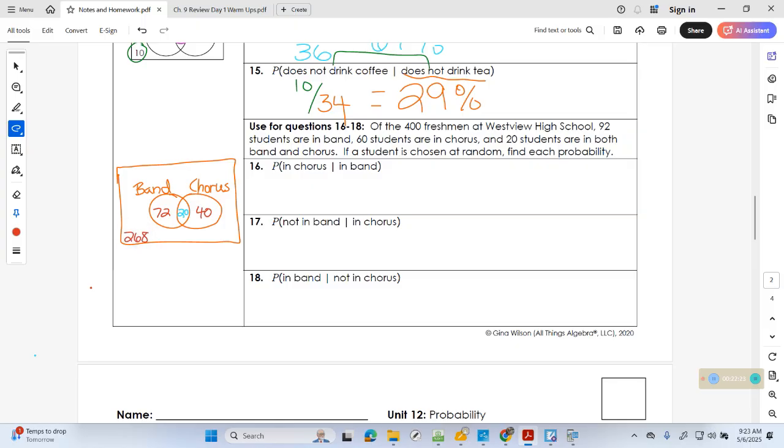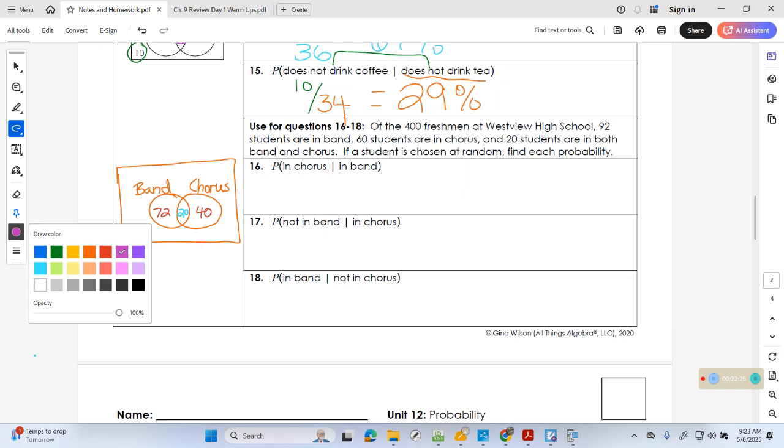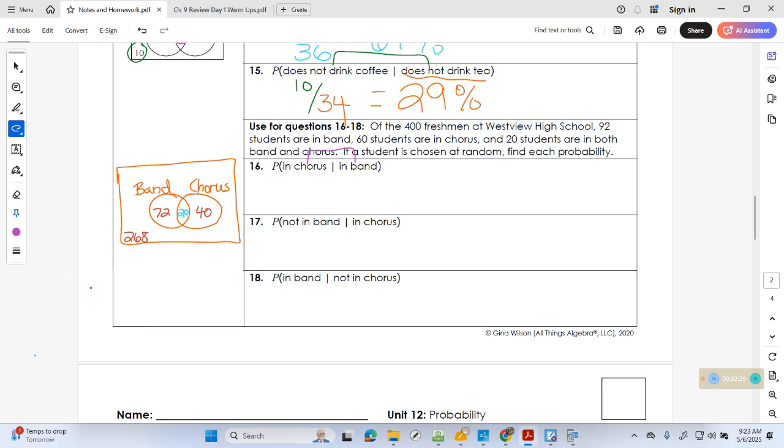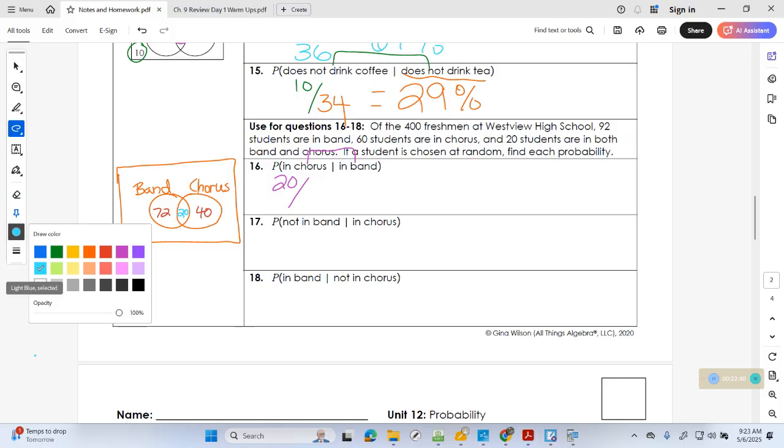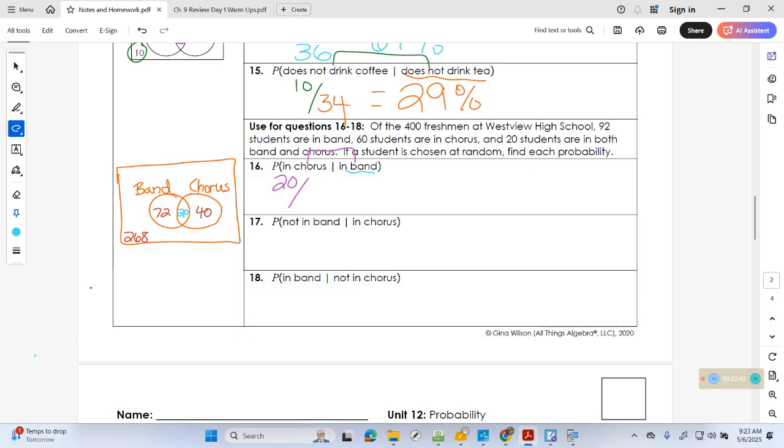Okay, so that's the hard part, is getting the Venn diagram set up. Now it should be hopefully easy peasy. How many are in chorus and band? In chorus and band. 20, the overlap. Okay, your denominator then, of course, is just how many are in band. So when you look at your full band circle, the 72, the 20, 92, divide it. I like it.